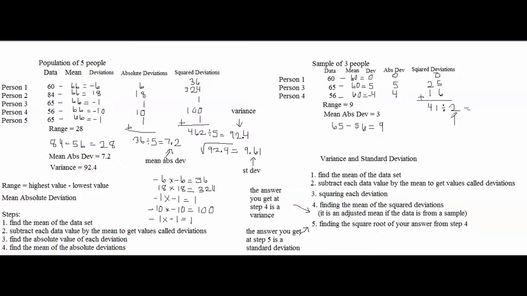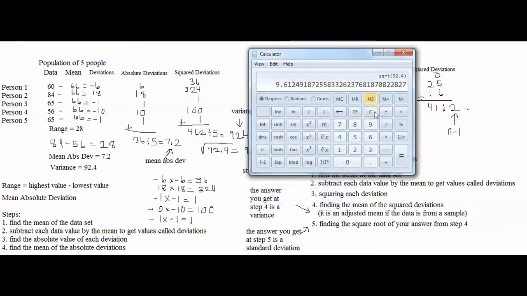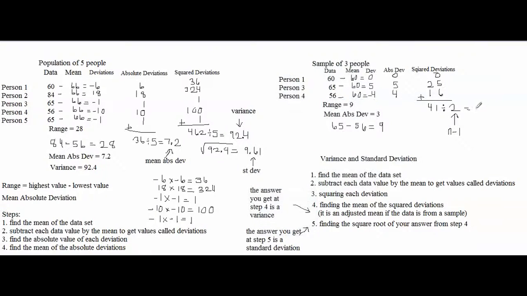There's actually a notation for this. It's called n minus 1, because n is the number of numbers, so n is 3, and what we're dividing by is 1 less than n. So we're dividing by n minus 1. And we only divide by n minus 1 if the data came from a sample. If the data came from a population, you just divide by the number of numbers. You just divide by n. 41 divided by 2 is 20.5. That's the variance of our sample.